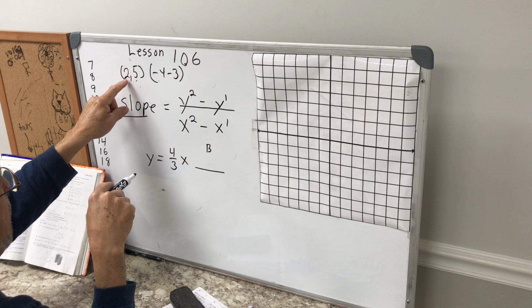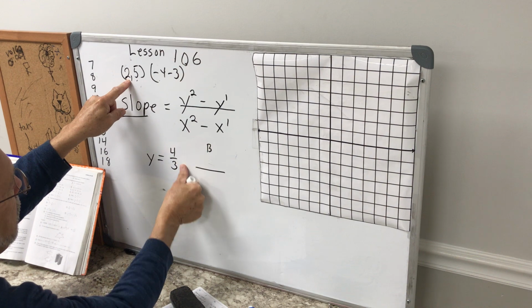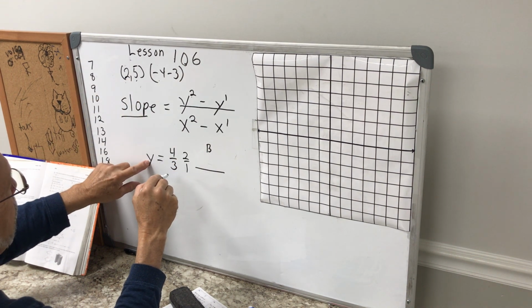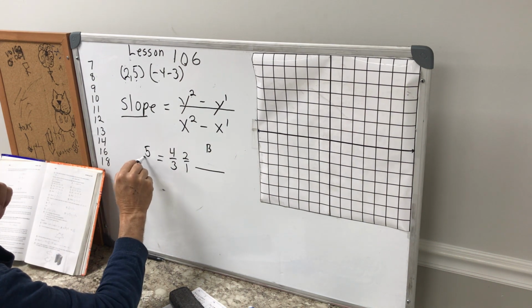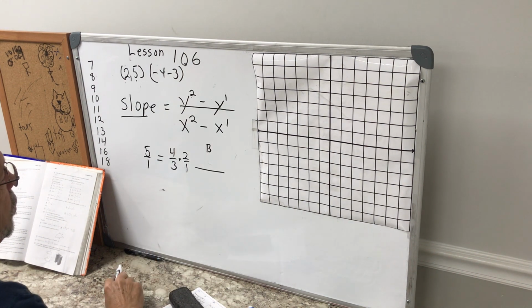So here the x is a 2. Y'all understand that? Right here where x is at, I'm going to put a 2 over 1. And where y is at, I'm going to put a 5. I'll do this slow enough. Hopefully you can stay with me. This is a lot to learn this morning. Okay, this is side by side. We are going to multiply that.